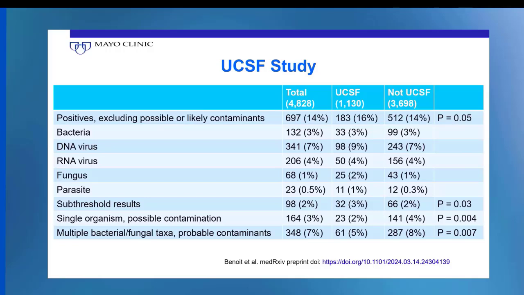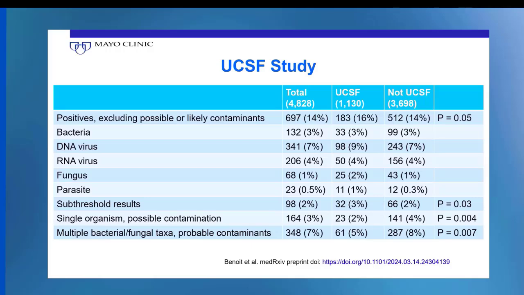So among the positive results, we have 3% detection of bacteria, 7% detection of DNA viruses, 4% detection of RNA viruses, 1% detection of fungi, and less than 1% detection of parasites. And I'm going to show you some more detail about this in just a minute, because I suspect you have some questions about what exactly was being detected. But also note that there were sub-threshold results, meaning, as I described before, there was a potential pathogen, but it was below the threshold for reporting, in 2% of cases. And note that this was higher in the UCSF patients compared to the non-UCSF patients.